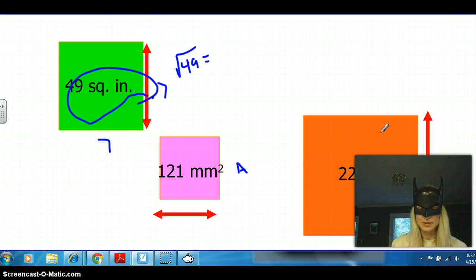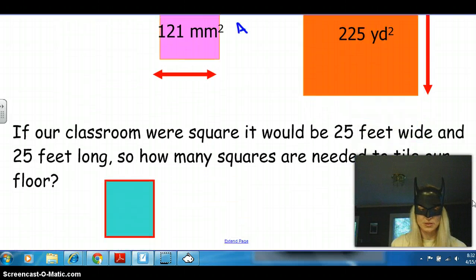Please find the area of this and see if you can figure out this question down here. If our classroom were a square, it would be 25 feet wide and 20 feet long. How many squares are needed to tile the floor? Give that a whirl.